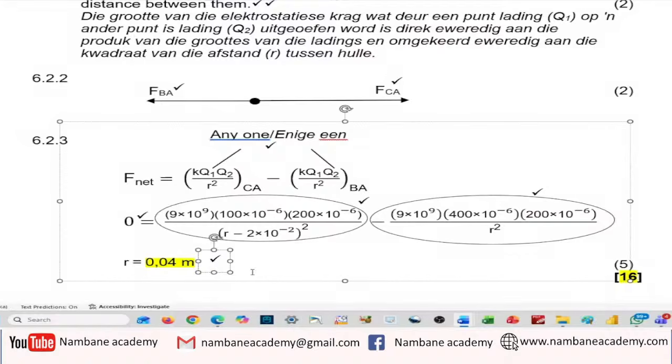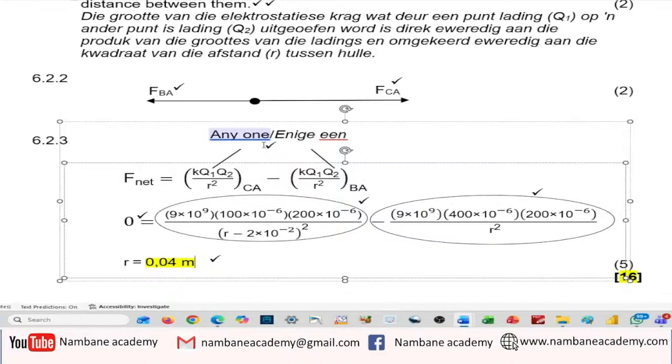Then the mark allocation here, colleagues, will be 1 mark for Coulomb's formula, kQ1Q2 over R squared. Either way, it can be on CA or on BA. That is 1 mark. The other mark will be on the substitution of 0 on the left-hand side for net force. When net force is substituted as 0, 1 mark. The third mark will be on the substitution into the formula for CA. For CA, that will be 9 times 10 to the power 9 multiplied by 100 times 10 to the power negative 6 multiplied by 200 times 10 to the power negative 6 over (R minus 2 times 10 to the power negative 2) all squared. So the whole substitution as it is encircled there, it is 1 mark. That is the third mark.